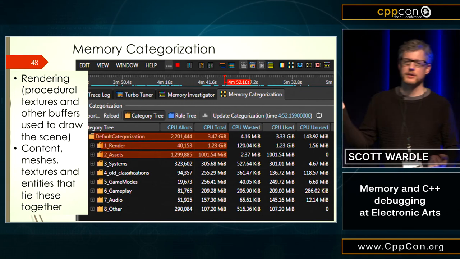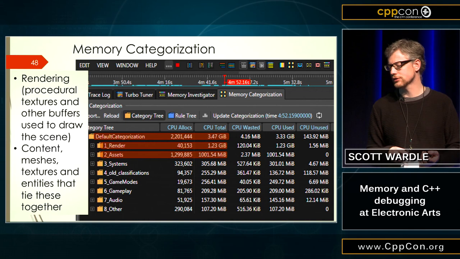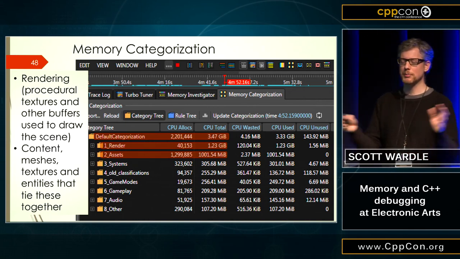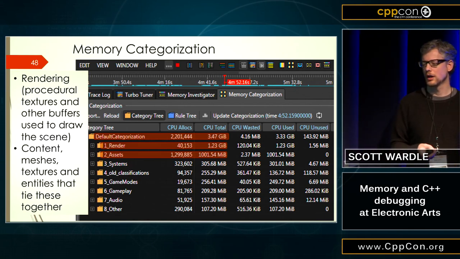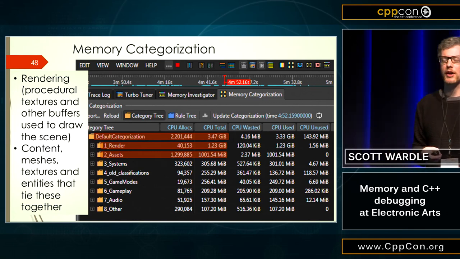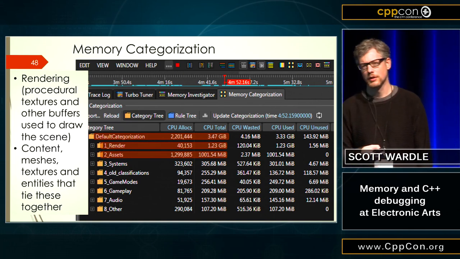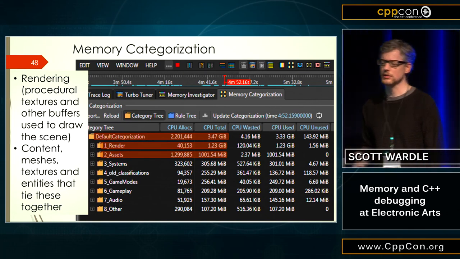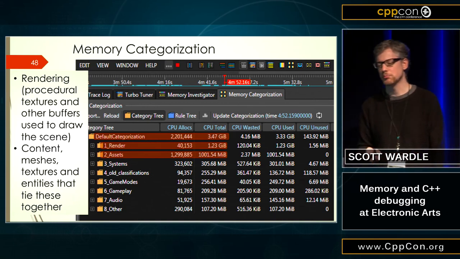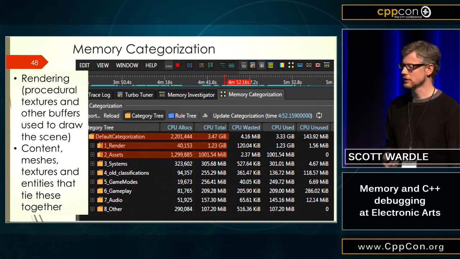One thing that surprised me quite a bit when I did this experiment is how many other allocations I had. I've got 1.2 million allocations in assets. And if they're supposed to be big things, what's going on there? There's actually a whole bunch of entities that glue all of these things together in our engine, and a lot of them are very small, and there are obviously quite a few of them. Rendering assets are quite similar to content in that they're textures and buffers used to draw the scene, and those buffers sometimes are a lot like meshes, actually.